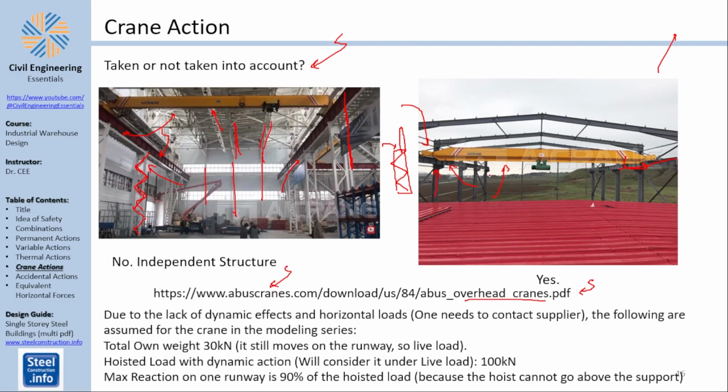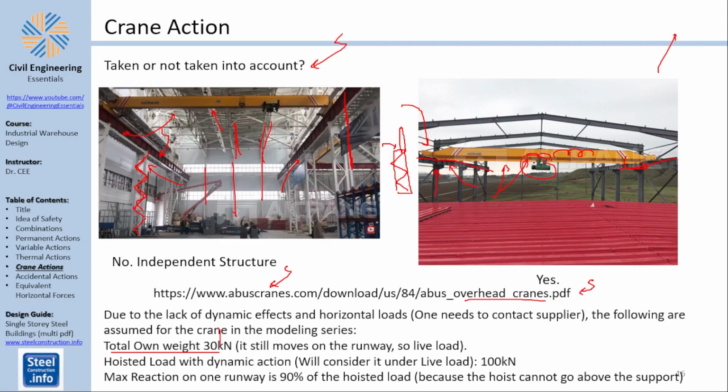What you would do, if the crane is being carried by the structure, is you need to know what loads to expect, right? Now, you need to contact the manufacturer and ask about the dynamic effects. Because we don't have that, I will make the following assumptions. The total own weight is going to be 30 kilonewtons. This is the total own weight, basically this yellow thing with this, and the runway beams.